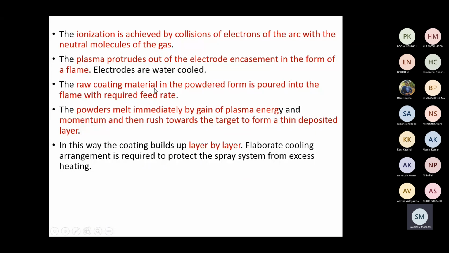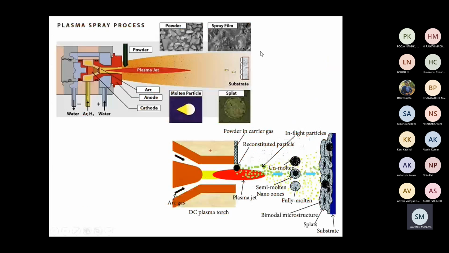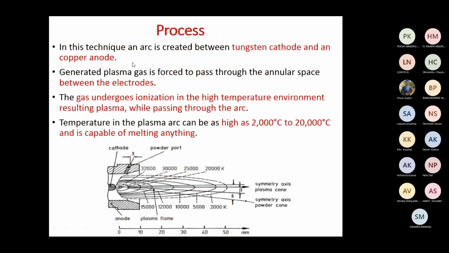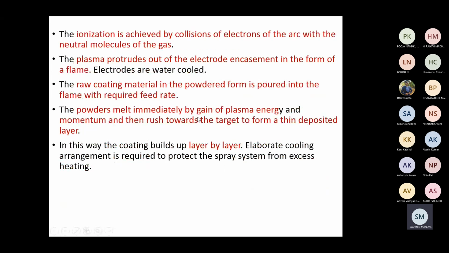The raw coating material in powdered form is poured into this flame, which requires a feed rate. So the powder needs to be purged with some carrier gas. If you look at the figure here, you can see the powder purged into the plasma flame, with some carrier gas, preferably nitrogen. Then the powder melts immediately by gaining plasma energy and momentum, and rushes towards the target to form a thin deposited layer.